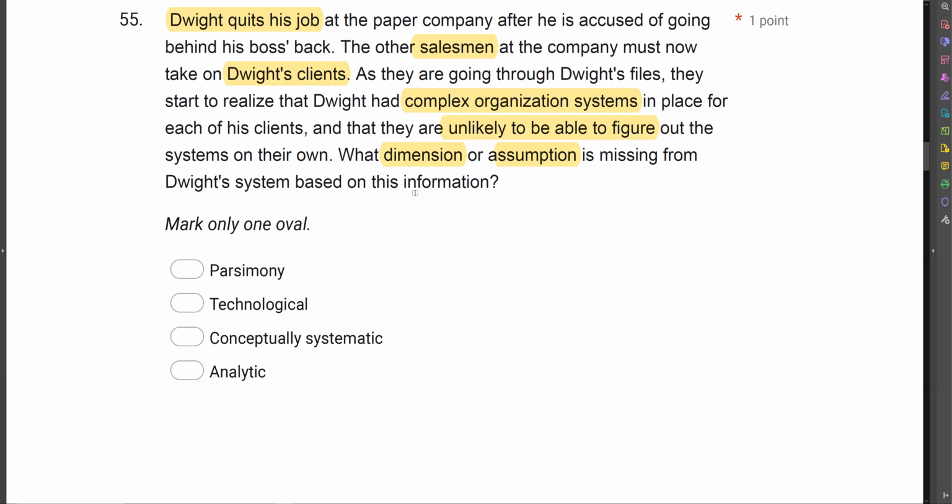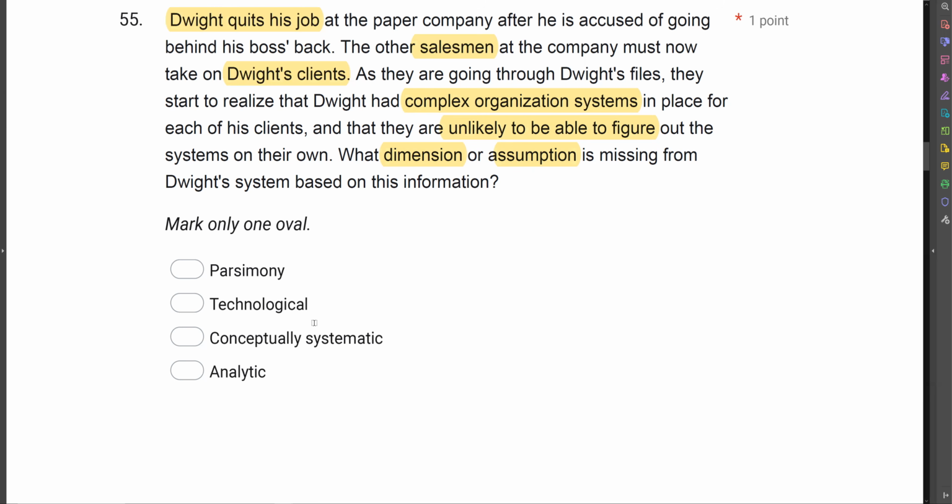C, conceptually systematic. Well, that directly relates to ABA behavioral terminology. We're not sure what Dwight's system is built on, so we can't make that assumption. And then D, analytic. Analytic says there's a functional relationship. We don't mention functional relationships here. There are no dependent variables, independent variables. There's no experimental control going on. So analytic doesn't really fit.